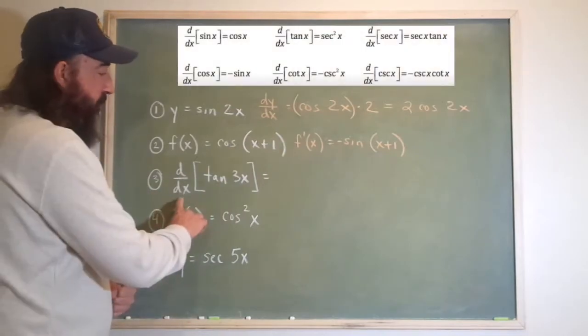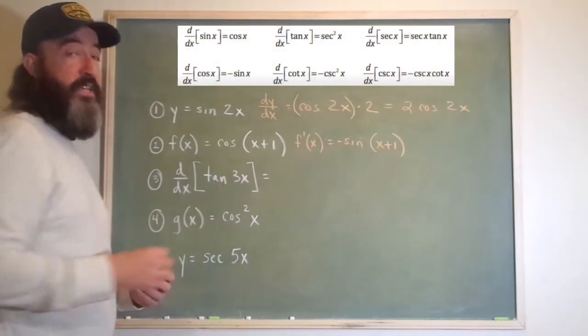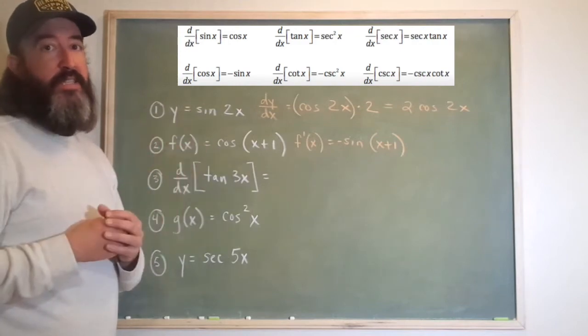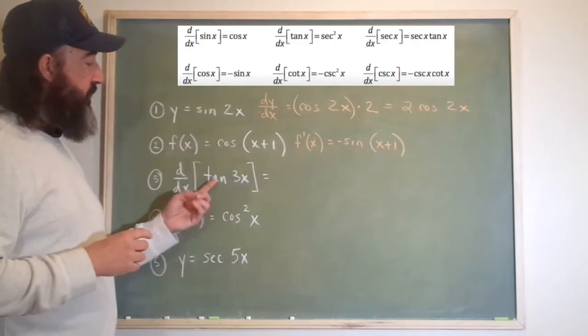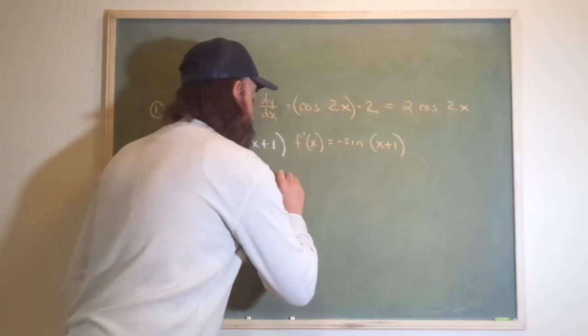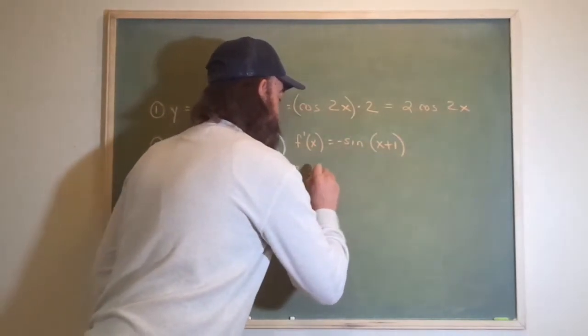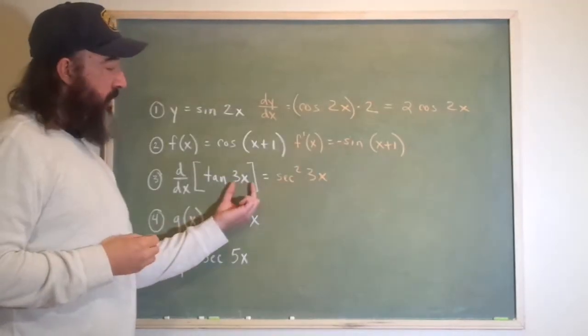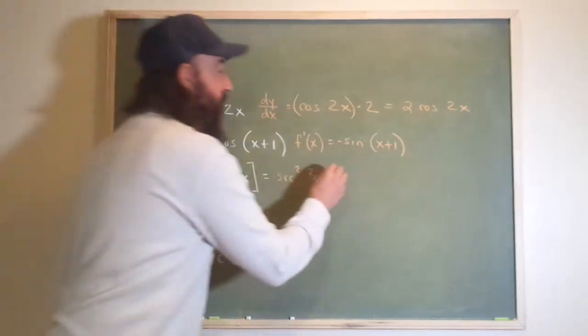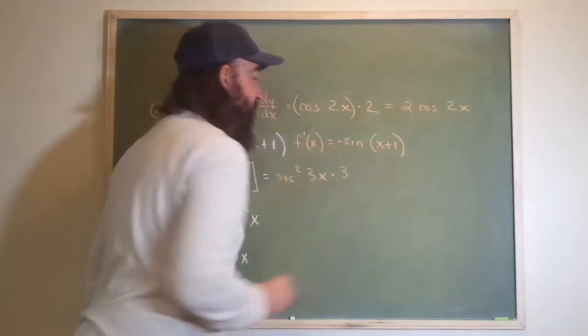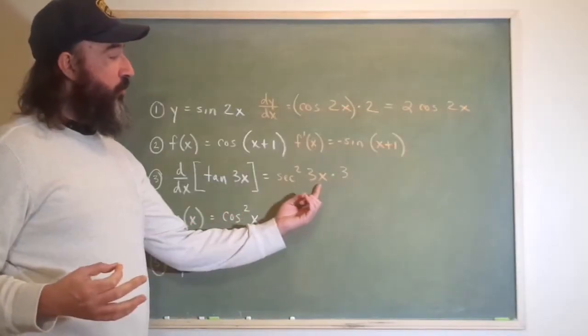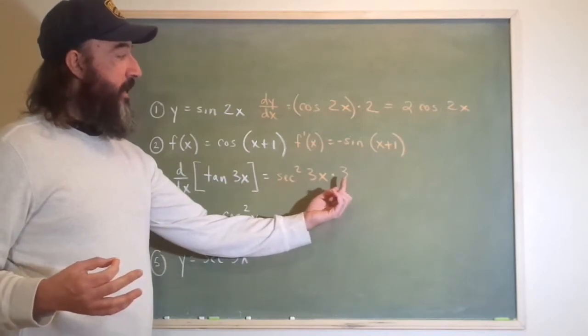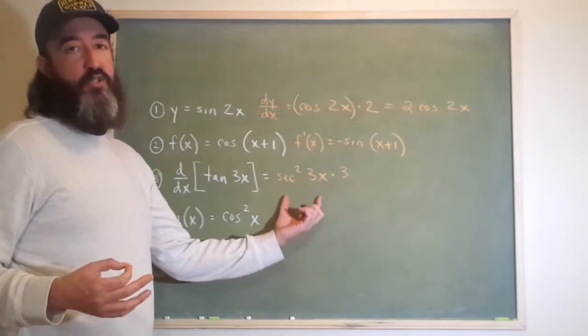Here I'm asked to get the derivative of tangent 3x. I know the derivative of tangent is secant squared, so the derivative of tangent 3x is secant squared of 3x. But then I need to multiply by the derivative of 3x. The derivative of 3x is, of course, 3. Once again, we're certainly not going to multiply this 3x times 3. It's 3 times secant squared 3x.